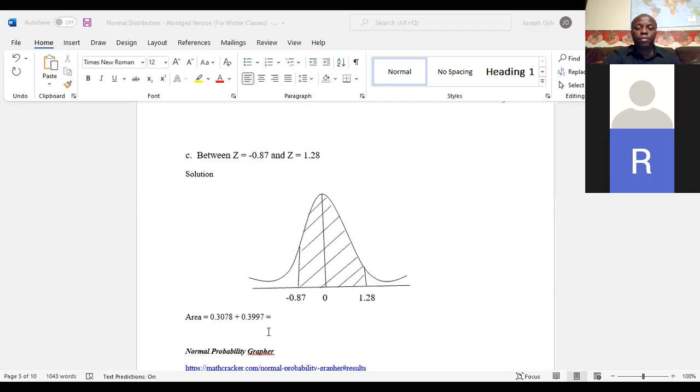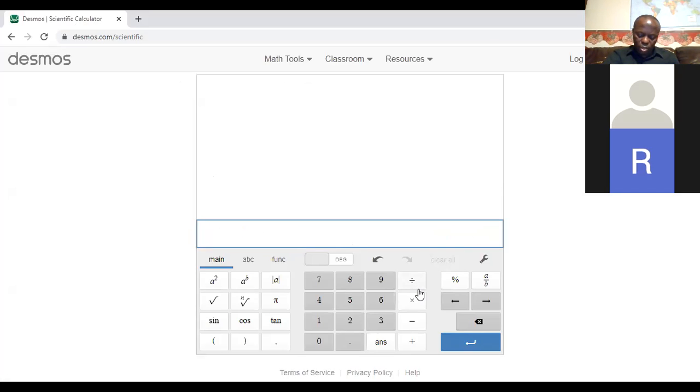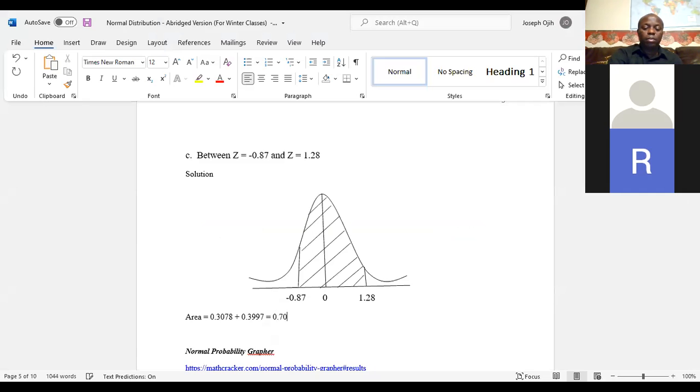So from the calculator, we have 0.3078 plus 0.3997, give me 0.7075. So we go there and put the area: 0.7075.